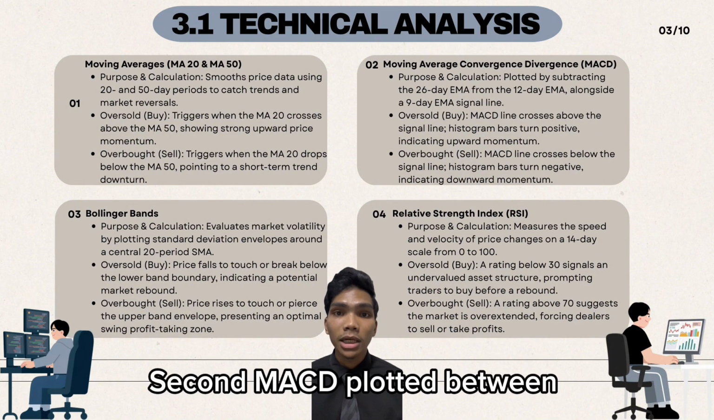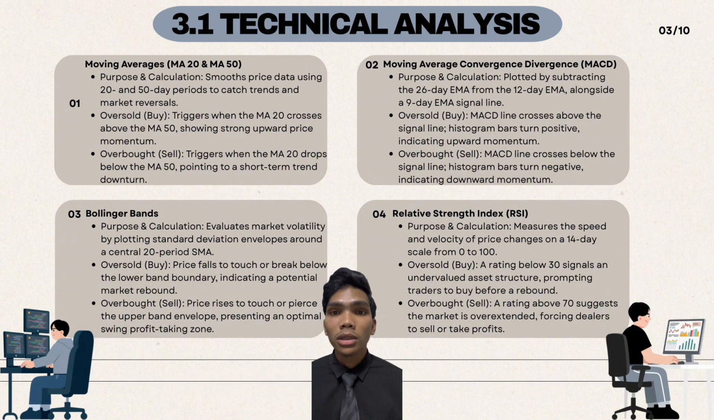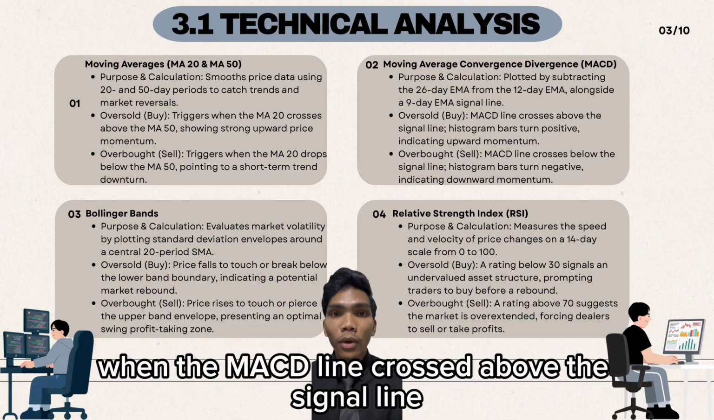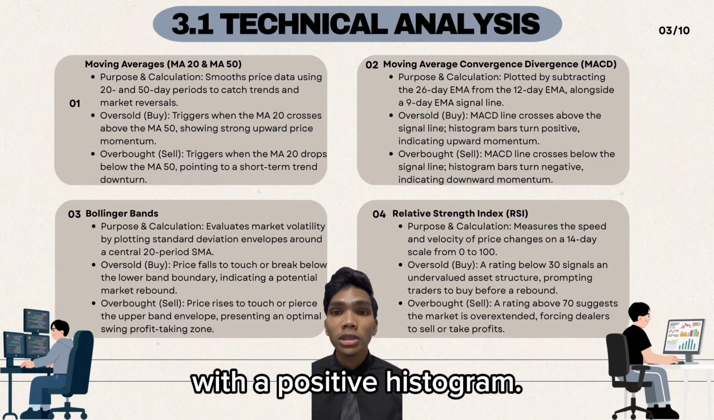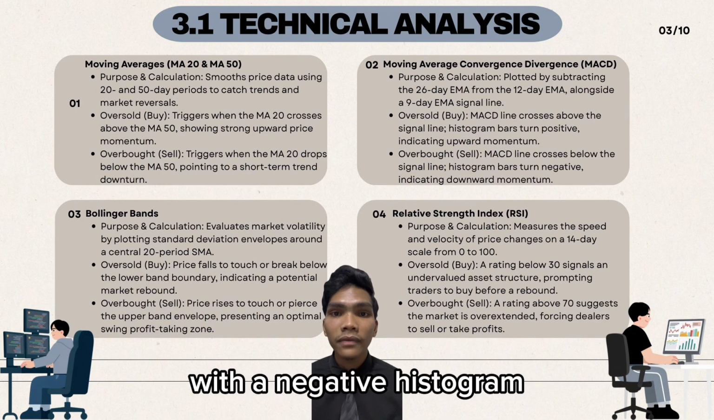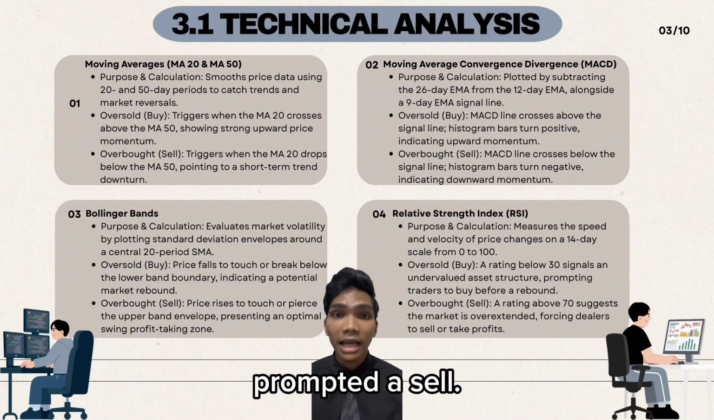Second, MACD, plotted between 12, 26 and 9 days EMA. We found a buy signal when the MACD line crossed above the signal line with a positive histogram. A cross below the signal line with a negative histogram prompted a sell.